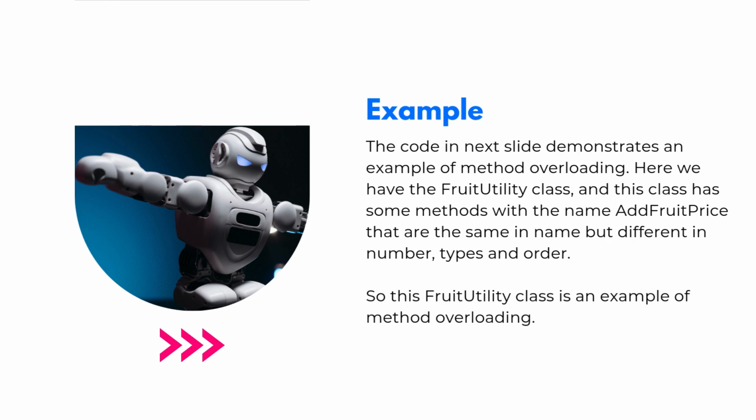Example of method overloading. The code in the next slide demonstrates an example of method overloading. Here we have the fruit utility class, and this class has some methods with the name addFruitPrice that are the same in name but different in number, types and order. So this fruit utility class is an example of method overloading.